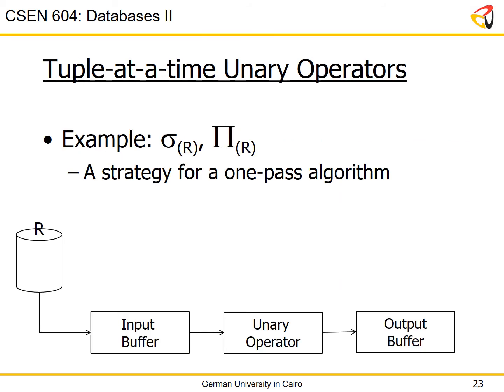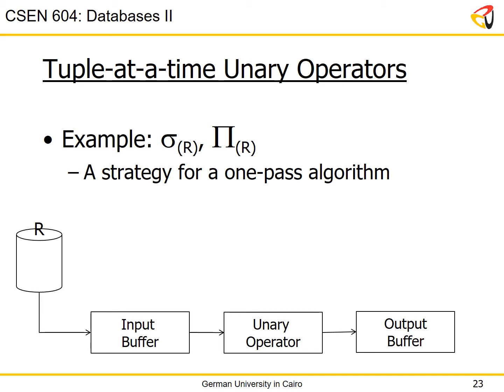Now, let's go back and see some examples. So I mentioned that by input type, we have tuple at a time, relation at a time, and binary relations, or two relations at a time. Let's look at tuple at a time. And these will always be unary operators, which means they take one table. The examples we have, as you probably already guessed, are the select and the project.